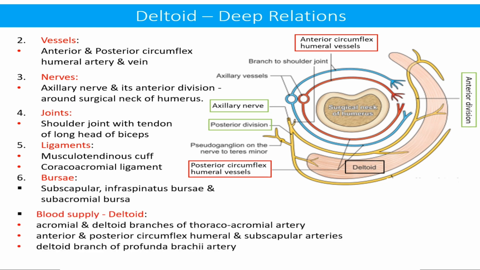As regards the blood supply, the deltoid muscle receives blood through, number one, acromial and deltoid branches of the thoracoacromial artery. Number two, anterior and posterior circumflex humeral and subscapular arteries. Number three, deltoid branches of the profunda brachii artery.